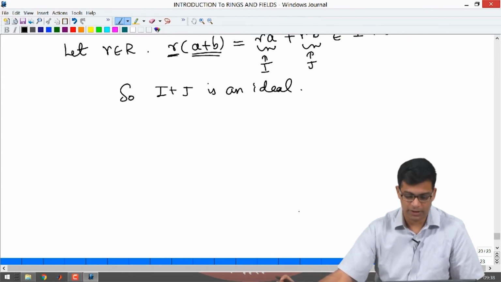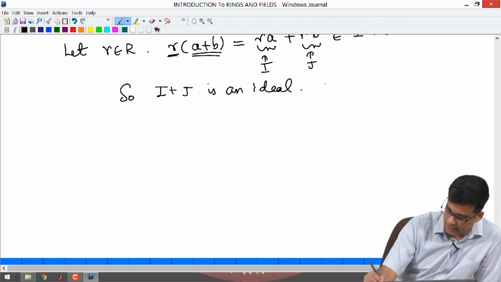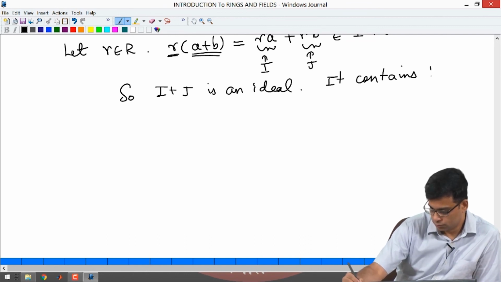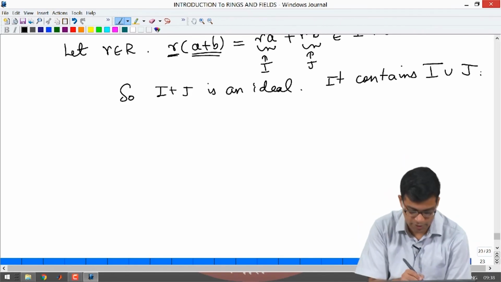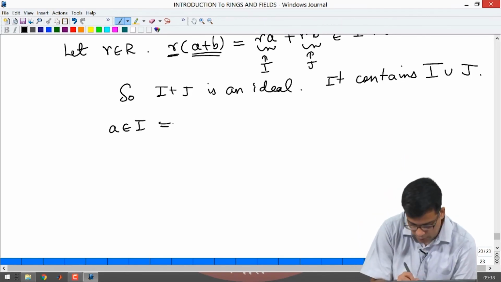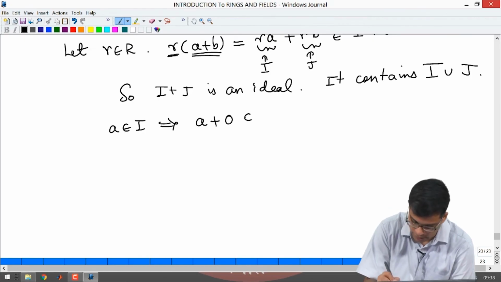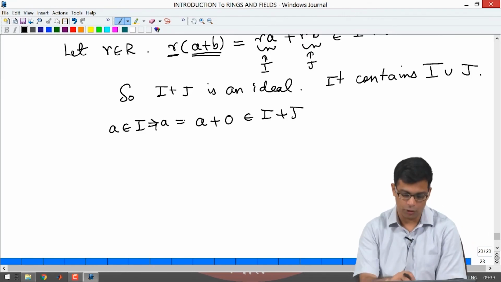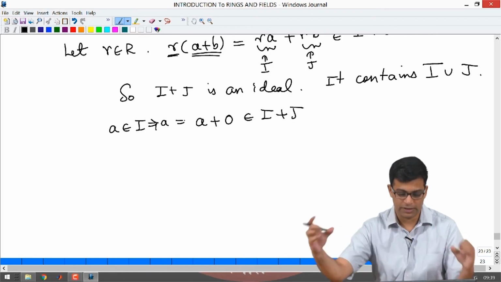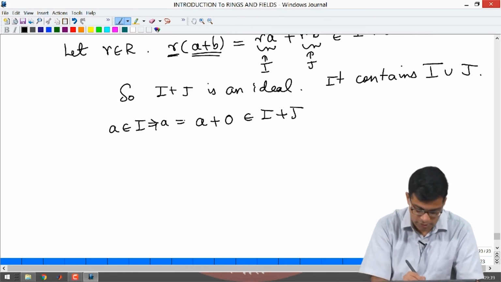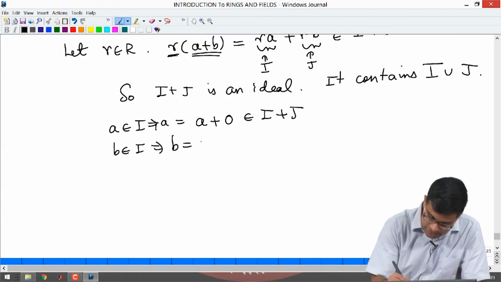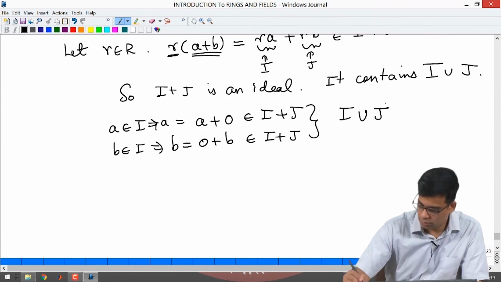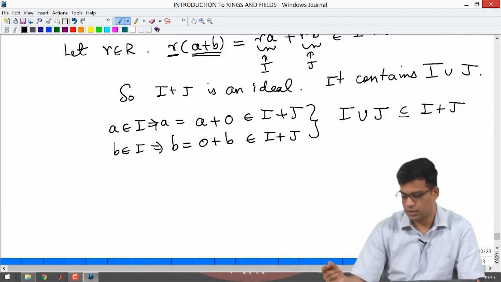And now, if you think about it, I plus j is certainly an ideal. It contains the union, right. Certainly, it contains the union because if A is in I, then A plus 0 is in I plus j. So, A is equal to A plus 0, right. So, A can be written as something in I plus something in j, namely 0. Similarly, if B is in j, B can be written as 0 plus B, which is certainly in I plus j. So, I is contained in I plus j, I union j is contained in I plus j.